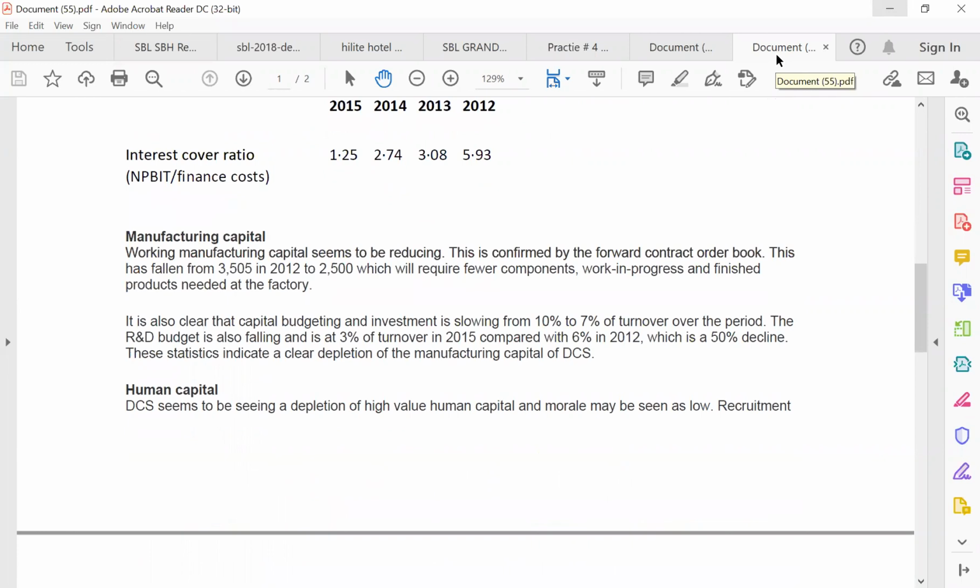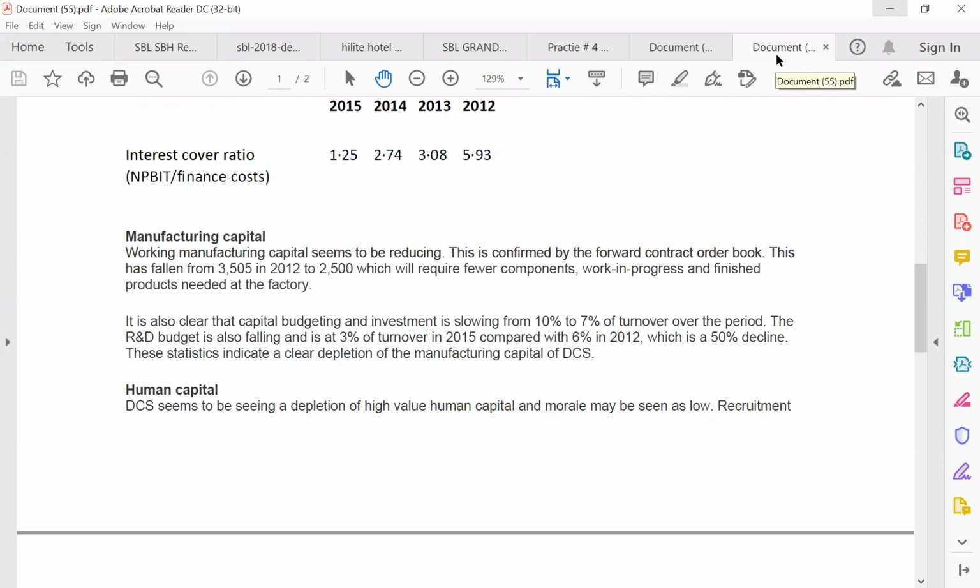Now the manufacturing capital says working manufacturing capital seems to be reducing. This is confirmed by the forward contract order book. This has fallen from 3,505 in 2012. See, working capital means what is the amount of the forward contracts that they are taking. You must be very well aware of what forward contracts are, because you must have studied them in the F9 subject as well, which will require fewer components, work in process, and finished products needed at the factory.